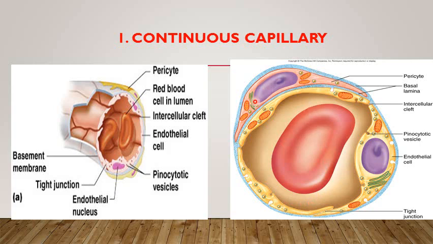This very important structure lining the capillary wall peripherally is a muscle-like structure known as a pericyte. So there is one single layer of endothelium along with the pericyte present along the blood capillary. Here you can see they are showing the continuous caliber. I have already told you that these are present in the skeletal muscle, in the lungs and in the brain.